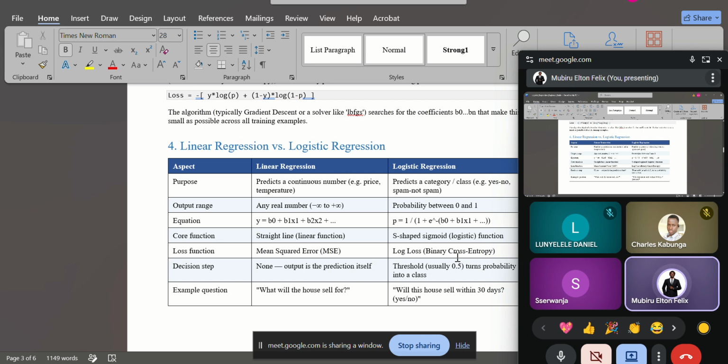Then for logistic, it predicts a category. It can be yes, no. It can be an email, spam or not spam. It can be anything, right? So the output range is any real number, negative infinity to positive infinity, for linear regression, and the probability in logistic is from 0 to 1. The sigmoid function helps us squish, no matter how large the value is, it will fit into 0 and 1.